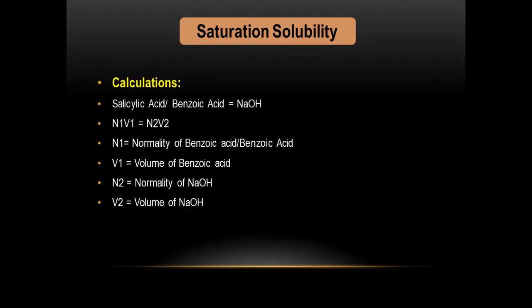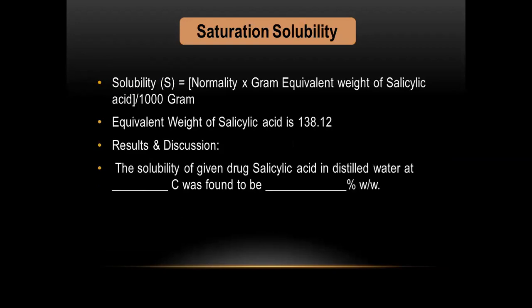So in the calculation part, 1 stands for salicylic acid or benzoic acid, and 2 stands for NaOH. N1 is the normality of benzoic acid or salicylic acid. V1 is the volume of benzoic acid. N2 is the normality of NaOH. And V2 is the volume of NaOH, that is the burette reading.